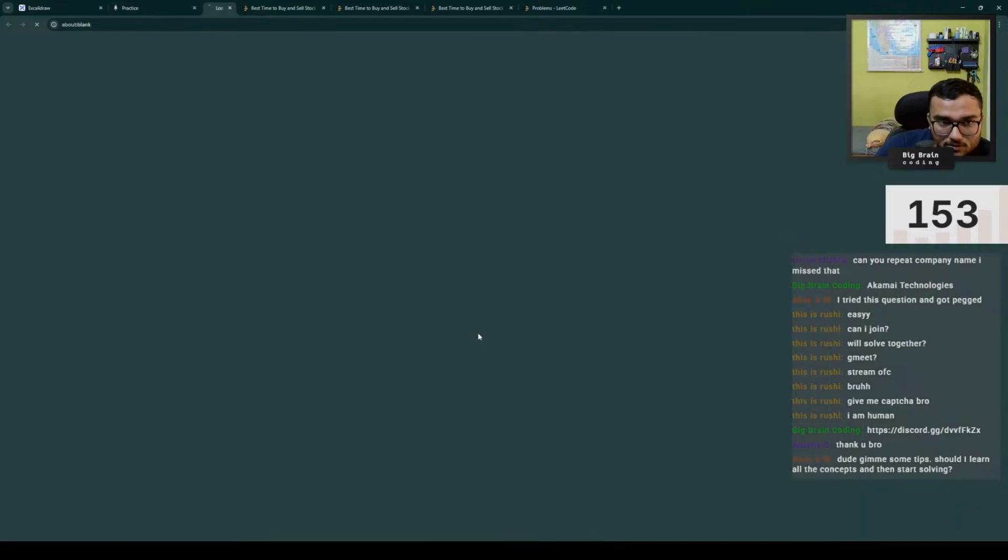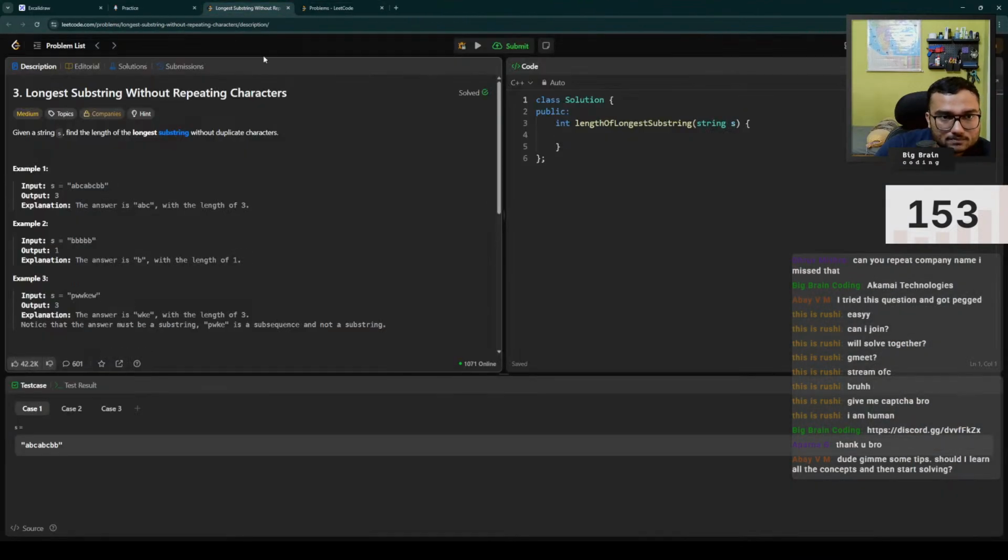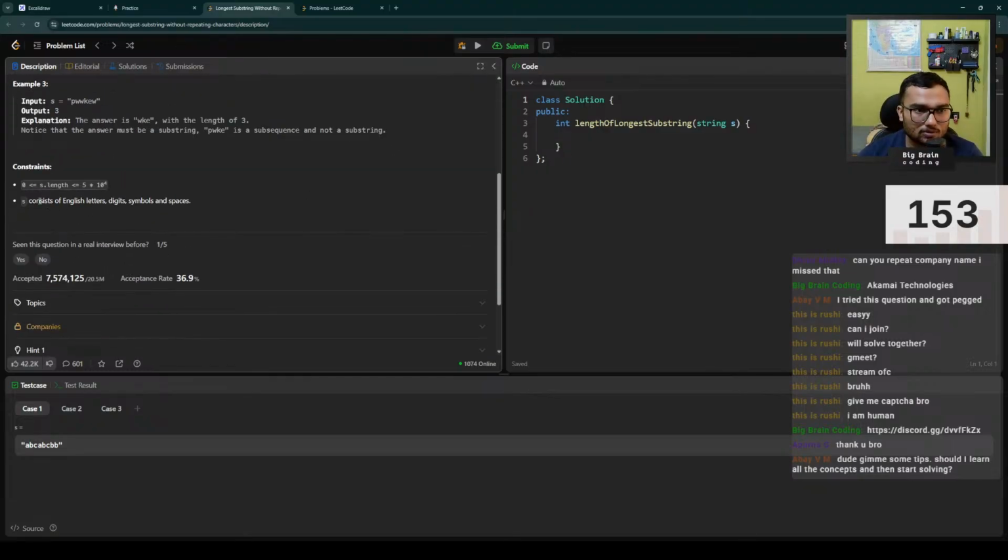Longest substring without repeating characters. This seems easy. So we have a string. We need to find the length of the longest substring without duplicate characters. So we can keep a hash or some sort of cache where we can know whether a character is present or not, right? And S consists of English letters, digits, symbols, and spaces.